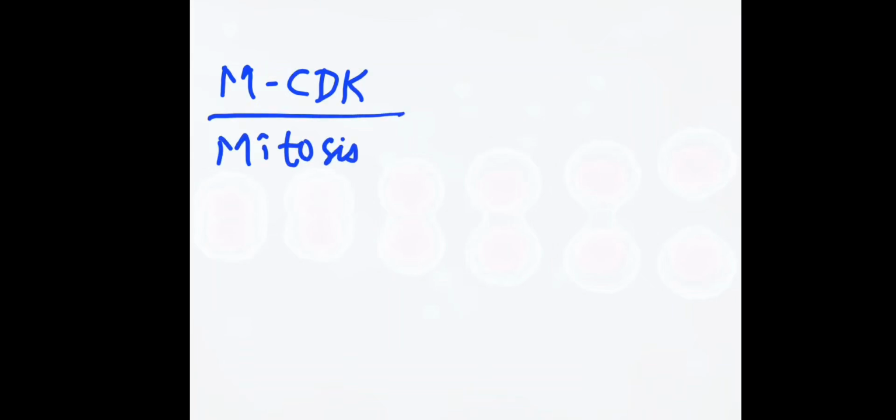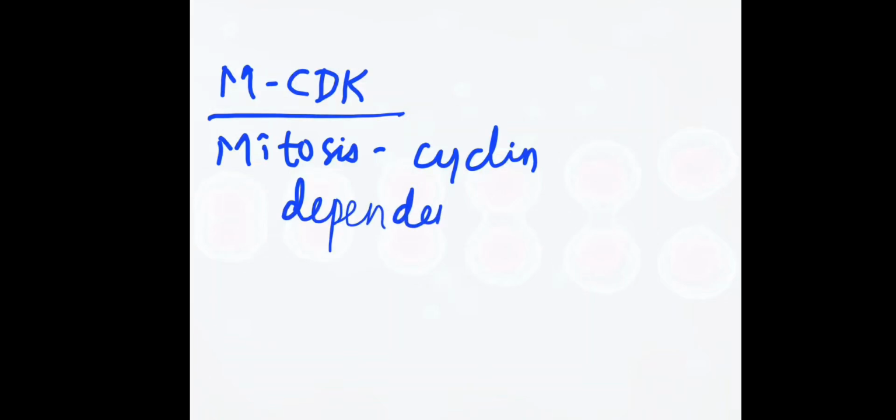To begin with the role of M-CDK, we'll first give the full form of M-CDK. M-CDK is referred to as mitosis cyclin-dependent kinase. In which stage is M-CDK present? That is in the M stage. And this M-CDK is also known as MPF.